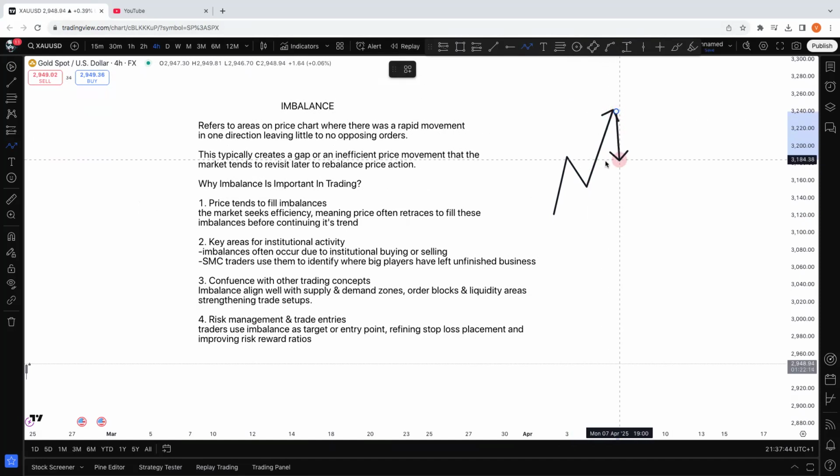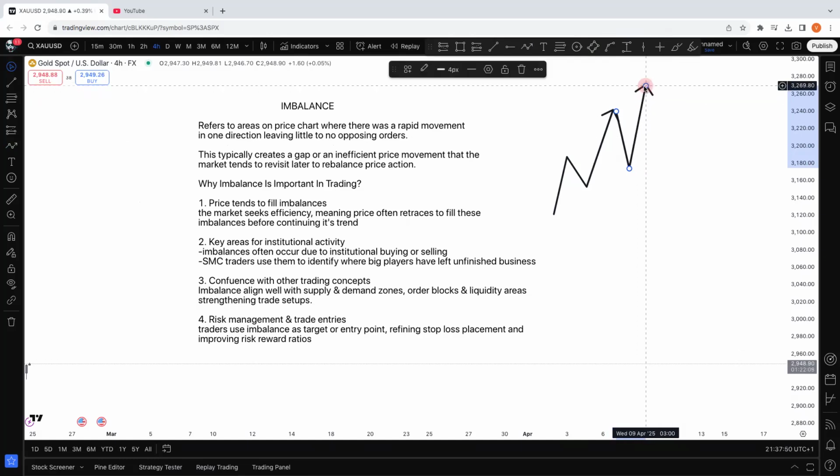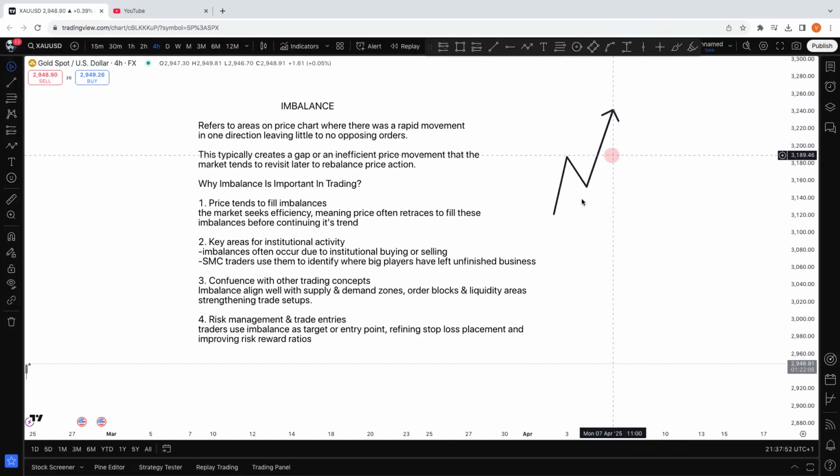So that price can get more liquidity, so that price can just keep taking their stop losses to have enough momentum to keep going, right? So that's why price always seeks efficiency, equality between the buyers and the sellers, right? So this typically creates a gap or an inefficient price movement that the market tends to revisit later to rebalance price action, right? Now, why is imbalance important in trading?